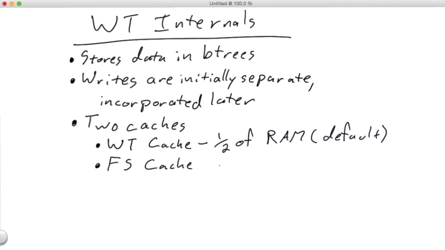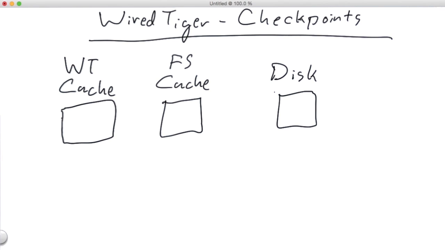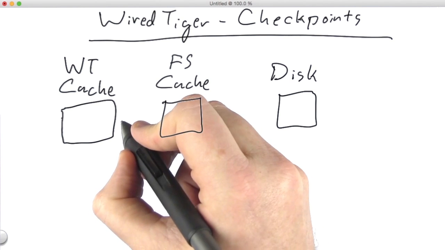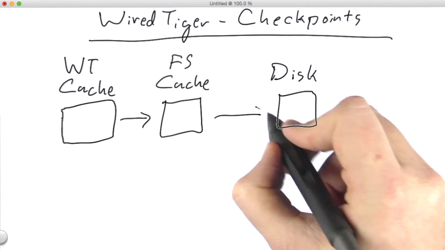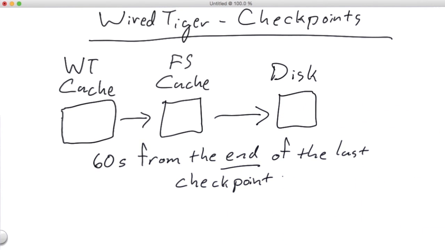Let's talk about how your data gets from the WiredTiger cache to the file system cache and then onto the drive. This happens periodically at what's called a checkpoint. During a checkpoint, your data goes from the WiredTiger cache into the file system cache, and from there, it gets flushed to disk. It initiates a new checkpoint 60 seconds after the end of the last checkpoint. So roughly every minute or so, but maybe a little bit more. Each checkpoint is a consistent snapshot of your data.